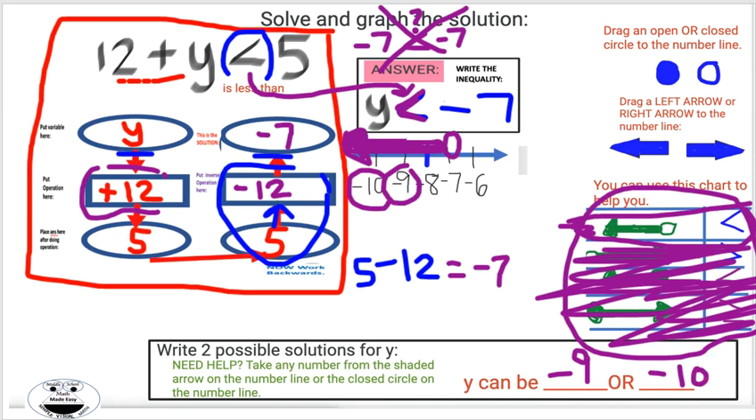So this video turned out to be very long. I don't want to do another example now. I want to keep these videos short. So I think I'm going to make another video with a two-step inequality and then graphing the solution.